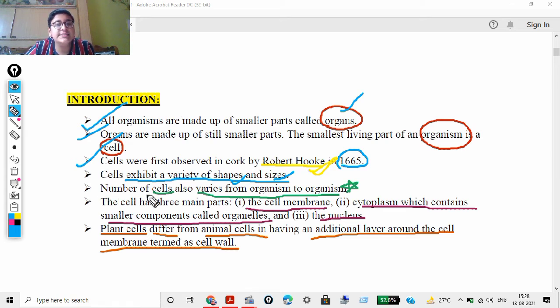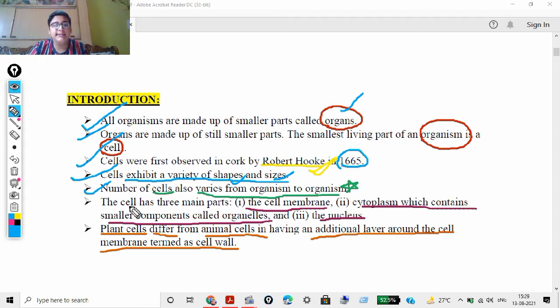Number of cells also varies from organism to organism. Our human being cells will be of the same kind. Dog cells will be of another kind compared to human beings. Pigeon cell will be of another kind. Hen cell will be of another kind. Means all living things have different types of cells, because cells vary from organism to organism. This was also clear.